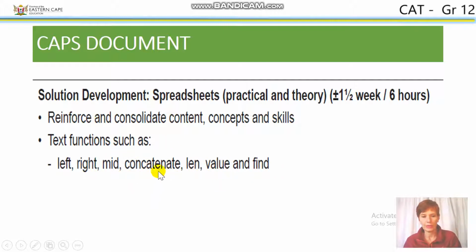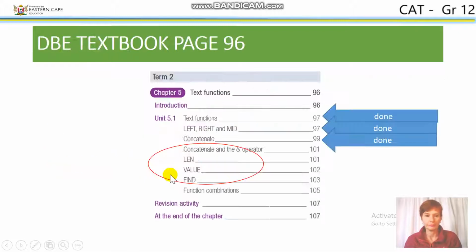We ended the previous lesson with concatenate. In the DBE textbook, it's on page number 96. And you can see these are the ones we've covered. I finished with concatenate, but today I want to start off by looking at another way of adding text together instead of using the concatenate. But it's important that you read your question paper carefully, because they might stipulate that you have to use the concatenate function, and not the operator that we're going to look at today.